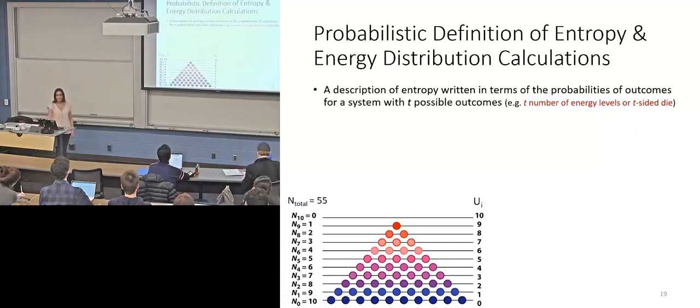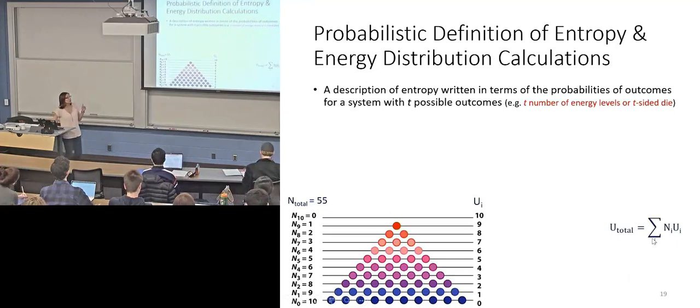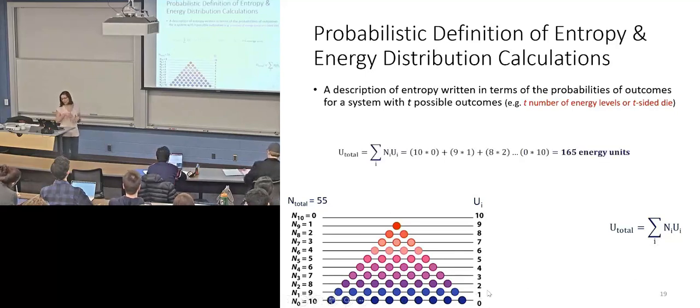And if we want to calculate the total energy of this system, what do we do? Energy of the level times the number of molecules in the level, and sum it across all the levels you have. So the total energy for this system, U total, is the sum of n sub 0 times 0 plus n sub 1, which is 9, times energy level of 1, and so on, up to 165 energy units.